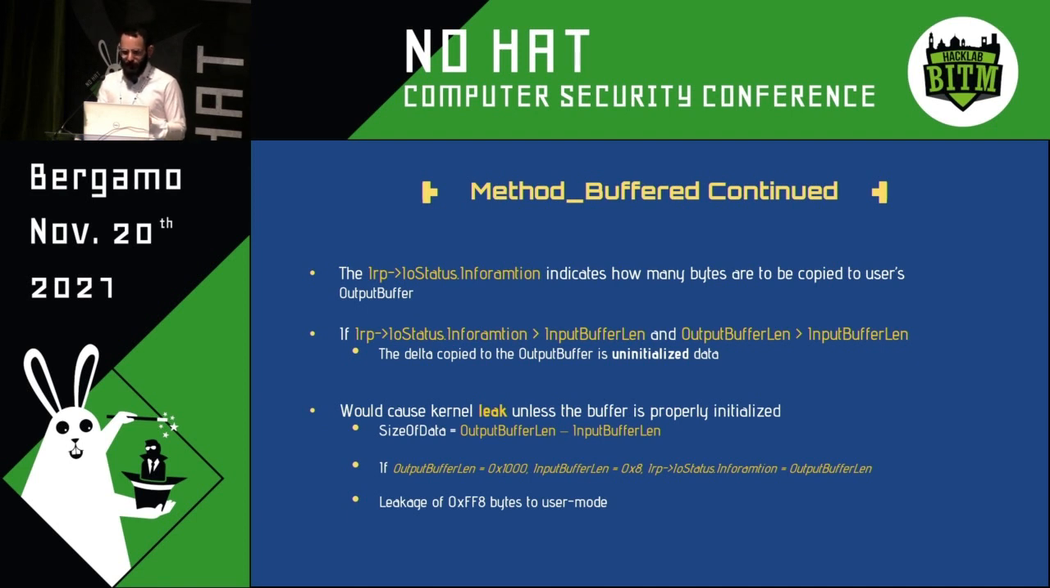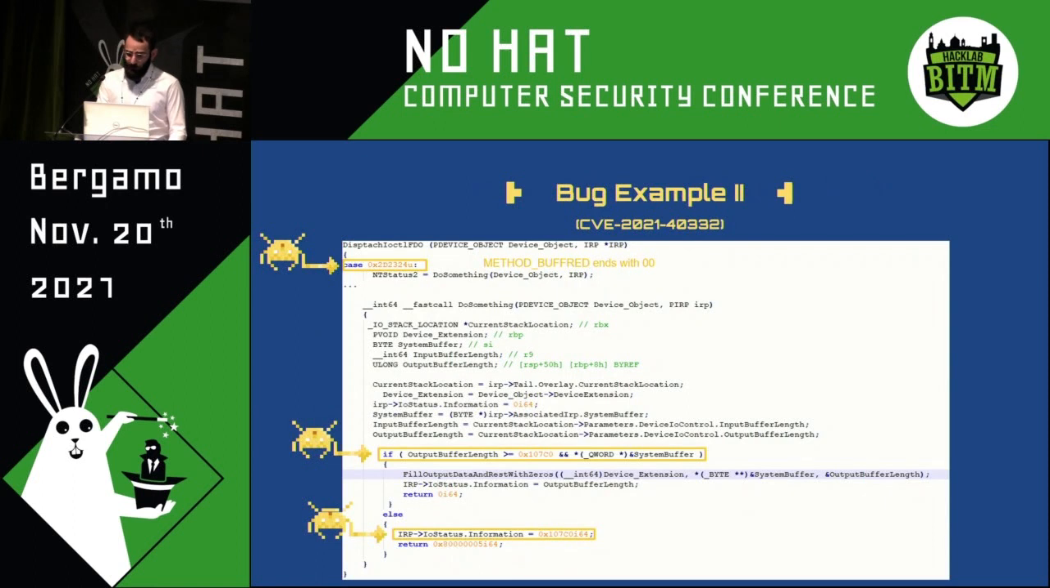In the example below, we can see that if the output buffer length is 1000 hexadecimal and the input buffer length is 8 bytes, and this latter is assigned to IO status information without any sanitization of the output buffer, then we have a leak of almost 1K of data. And in a live example, we can see here the IOCTL ends with 4, indicating method buffered. On the second yellow box, we can see a very nice if that says that if the output buffer is larger than 10K, then you call a function below that fills up the output data and resets it with 0.